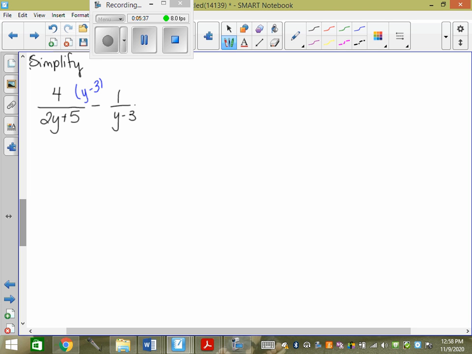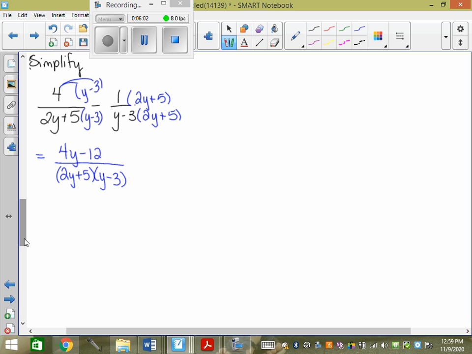So we get y minus 3, 2y plus 5. So we get an equal sign, and we distribute. We get 4y minus 12. Do we distribute our denominators? No. Do we get rid of our denominators? No. We get common denominators loud and proud, and we keep them. That's what we do. Minus, distributing a 1 in does nothing, so I get 2y plus 5 over 2y plus 5, y minus 3.